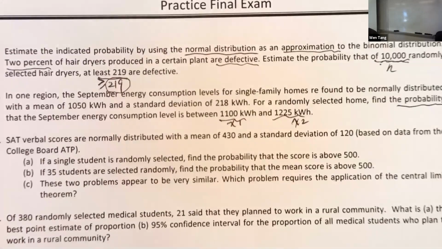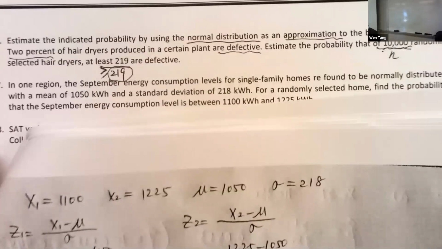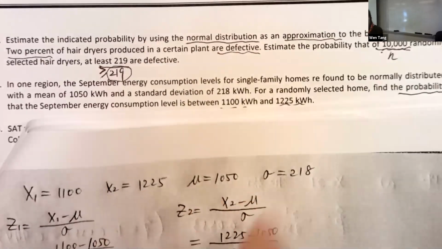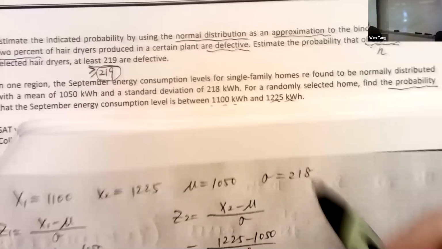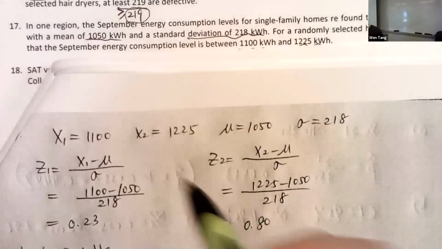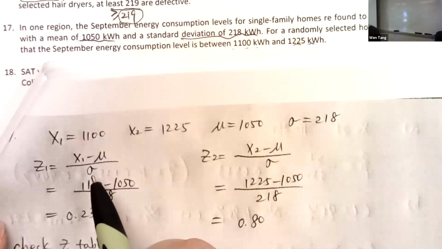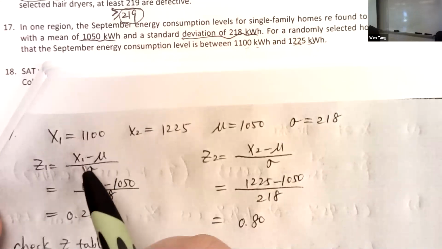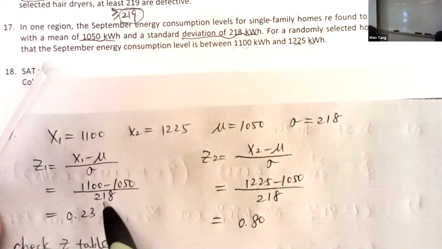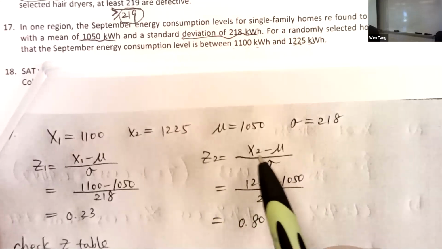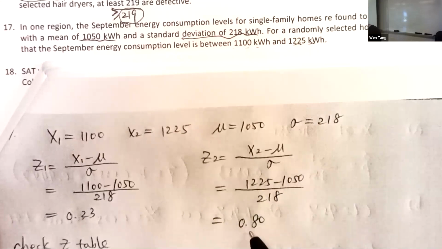So I list the information we have here, the mean value and the sigma value. It's directly from the question, the mean and the standard deviation. So the first x is 1,100. We're going to use this formula. Again, the first is the x value we're testing minus the mean value. So we will have this z. Similarly, we will do the second one, x2, and do the same thing to get z2.